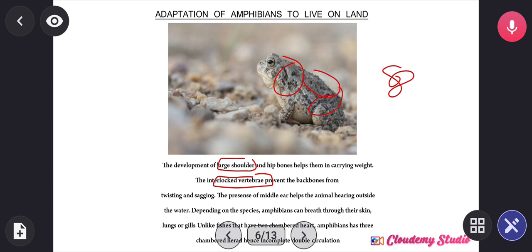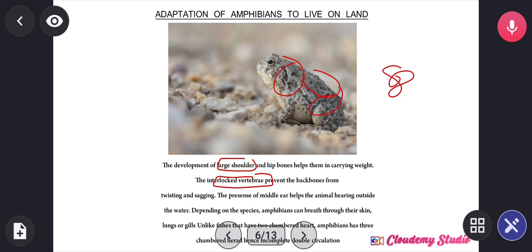And there is something we call the tympanic membrane. This tympanic membrane is attached to a bone, the stapes, which is in the middle ear. So it helps sound waves travel from the outside environment to the inside. This is what the stapes allows them to do. And this helps them in what? This helps them in hearing outside of the water.